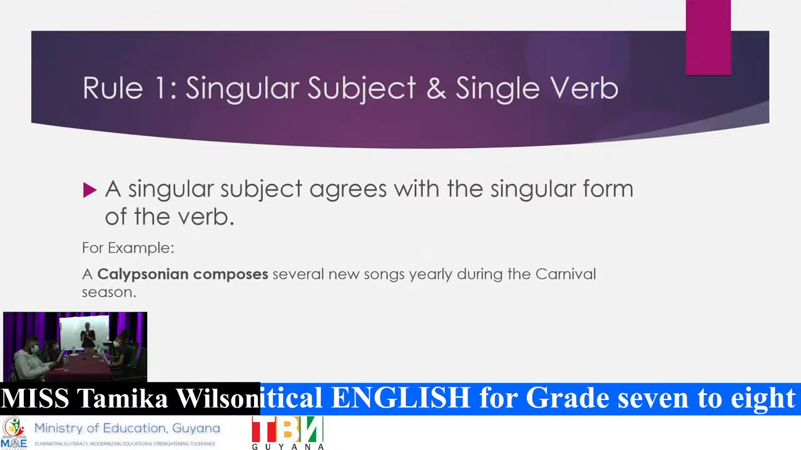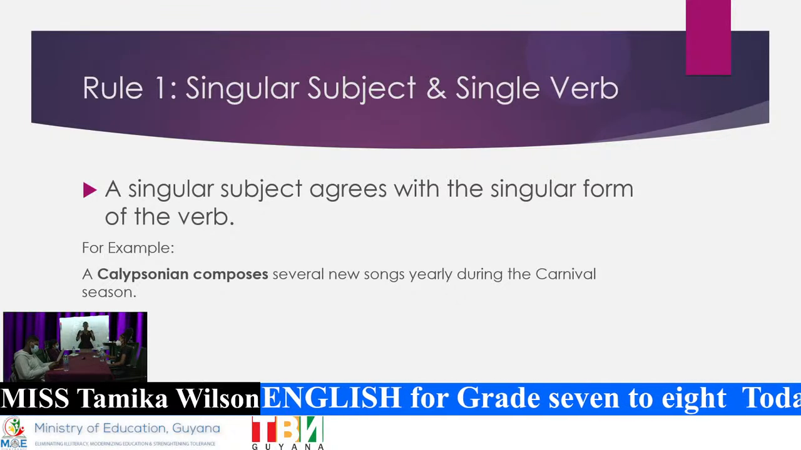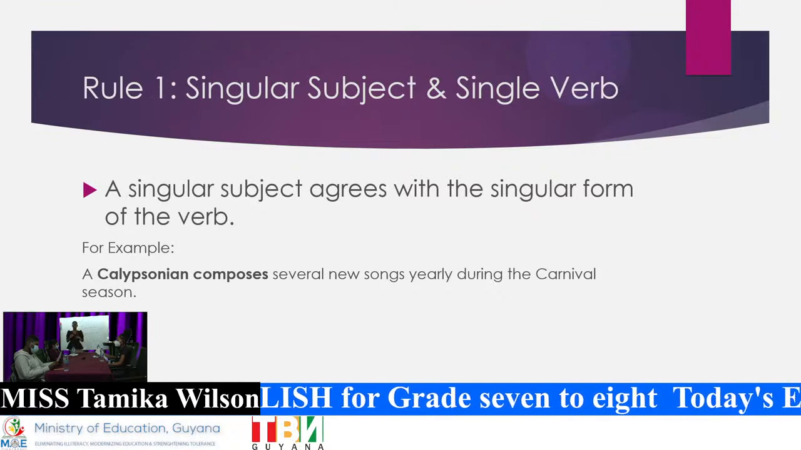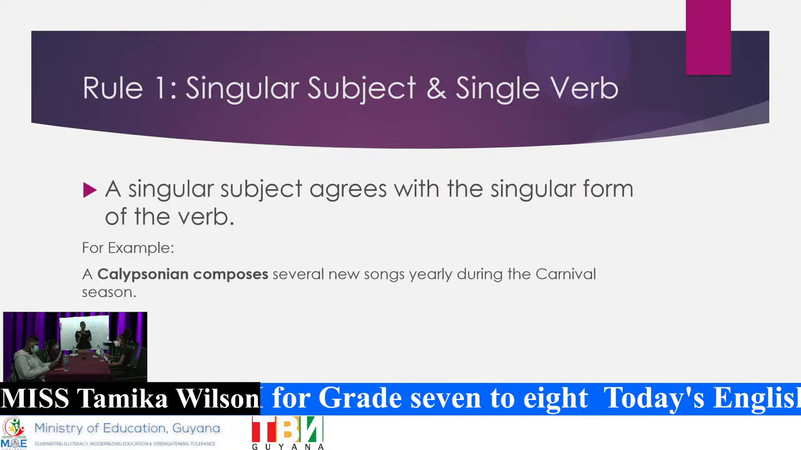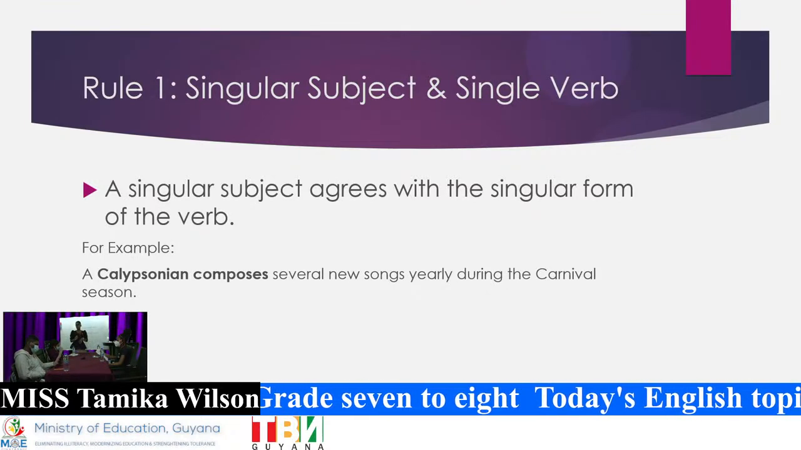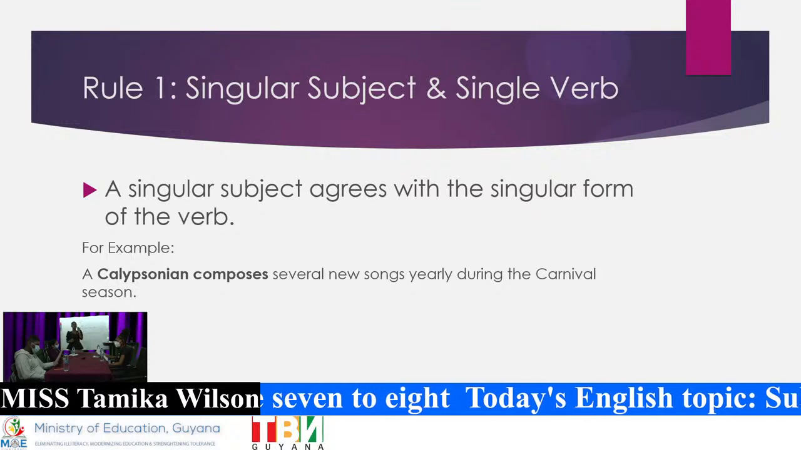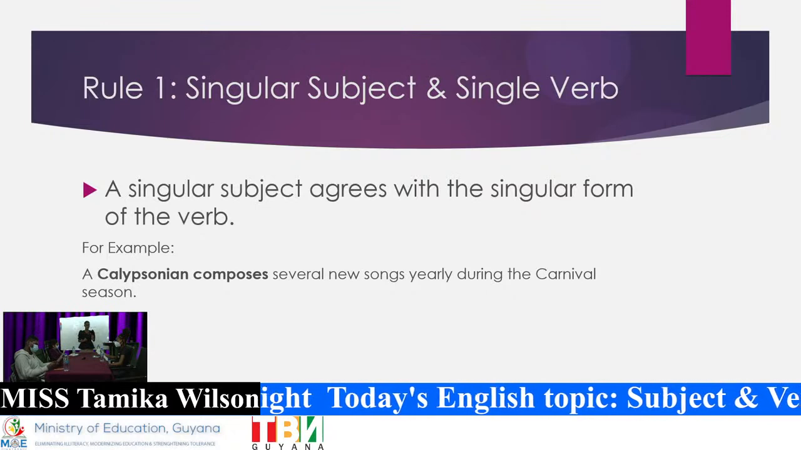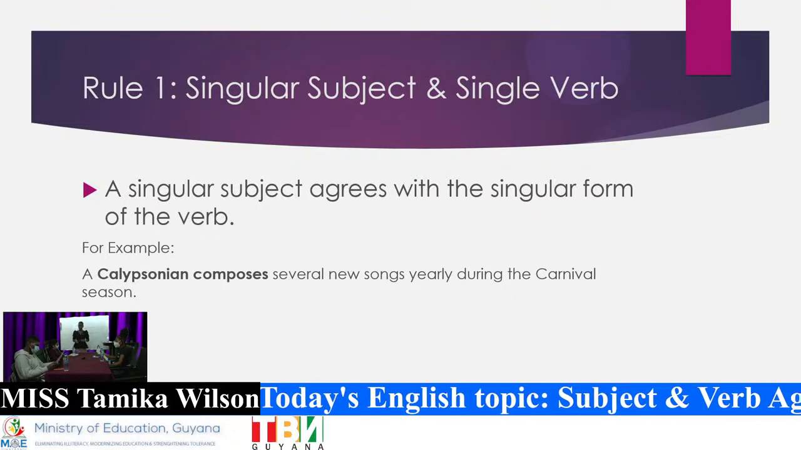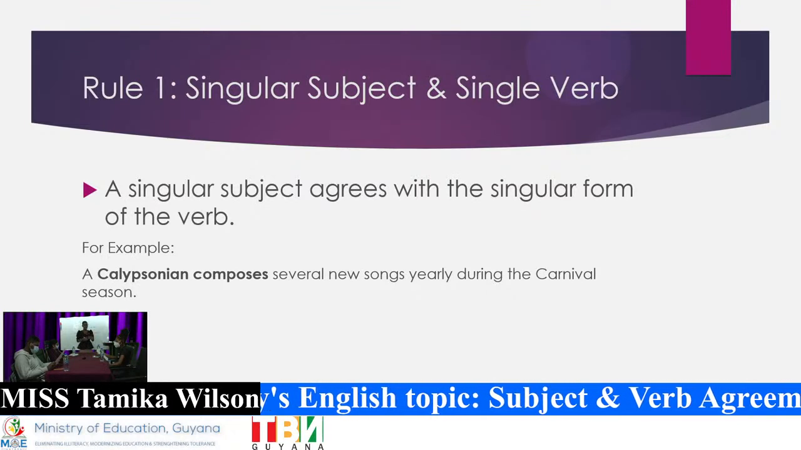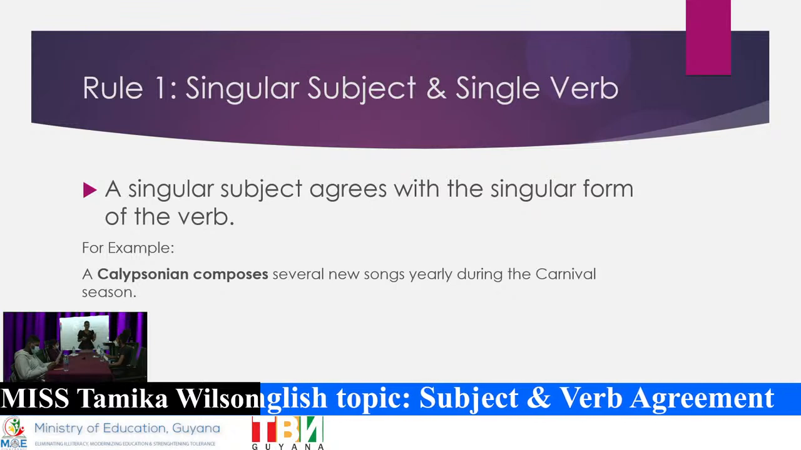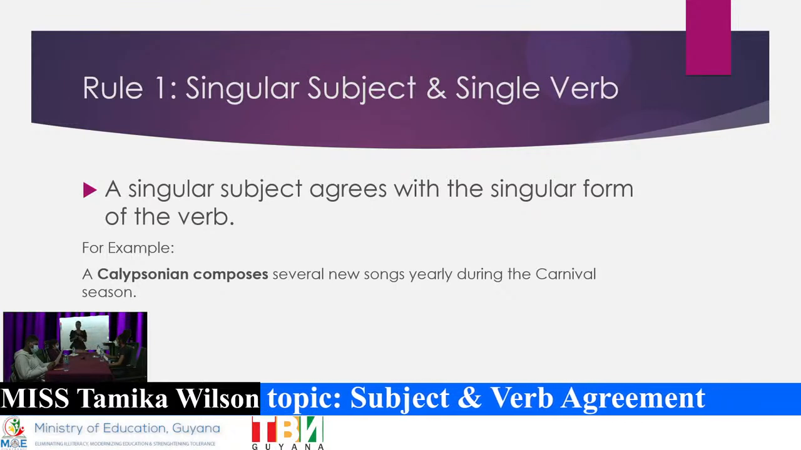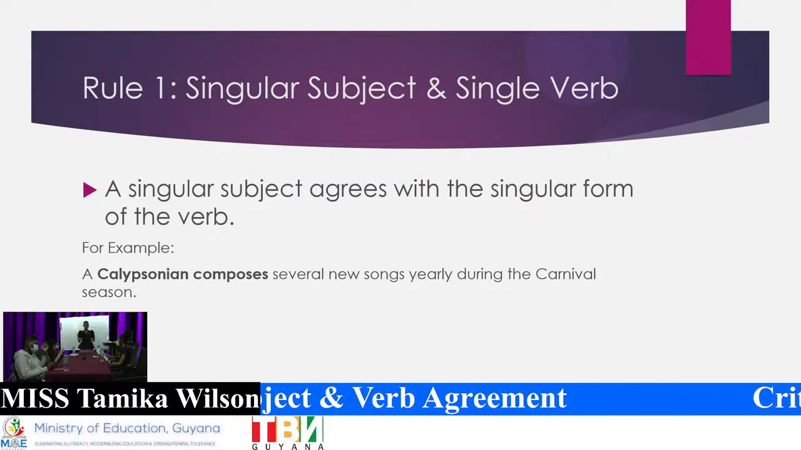The first rule deals with singular subject and the singular form of the verb. The rule says what? A singular subject agrees with the singular form of the verb. What that means is that once we have how many subjects? One subject, the verb must agree. We must use which form of the verb? The singular. The singular form.